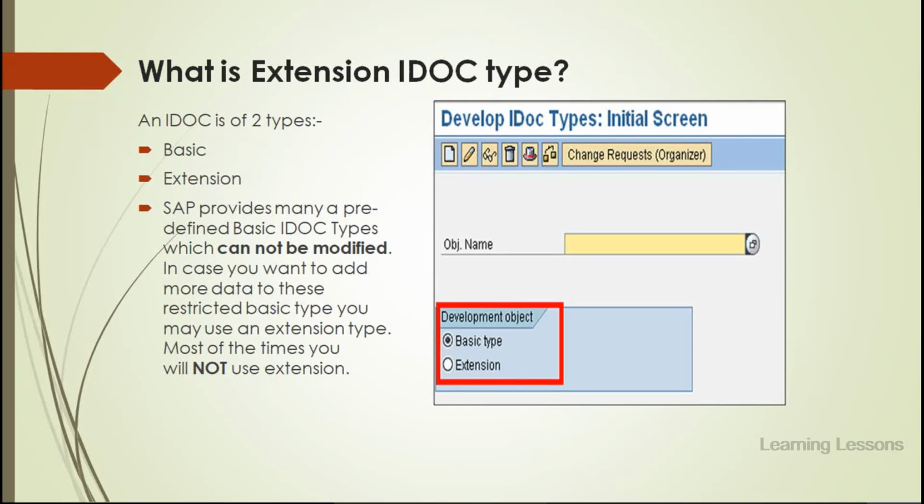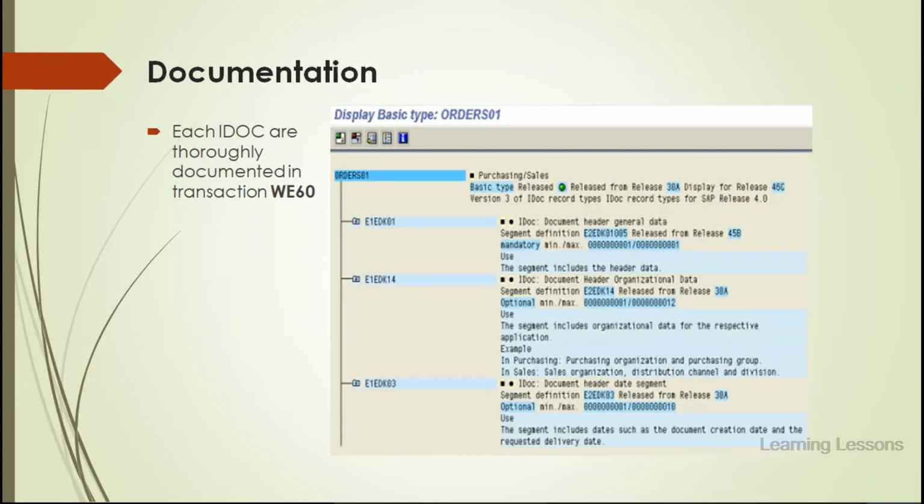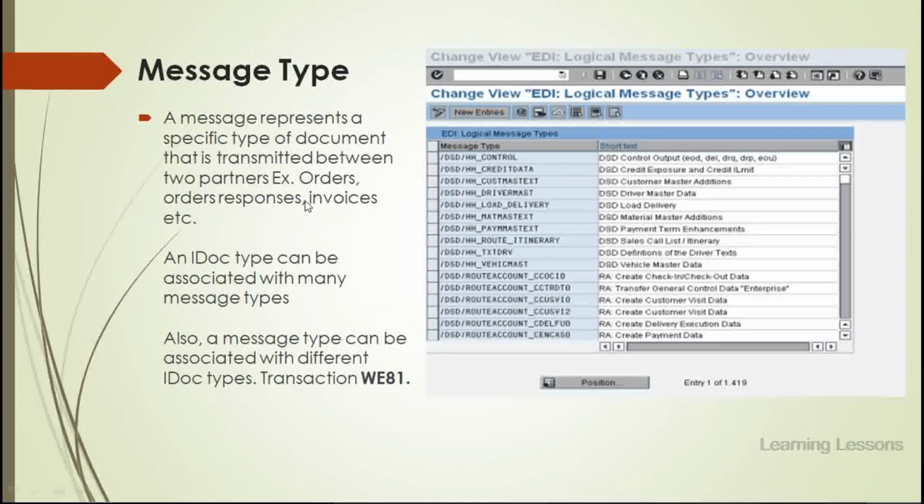Okay. Next, documentation of IDoc. You see ORDERS05. We need to know the documentation, which we can see in WE60. I'll open it and show you again. The bottom-level option is segments, then IDoc type, then message types.